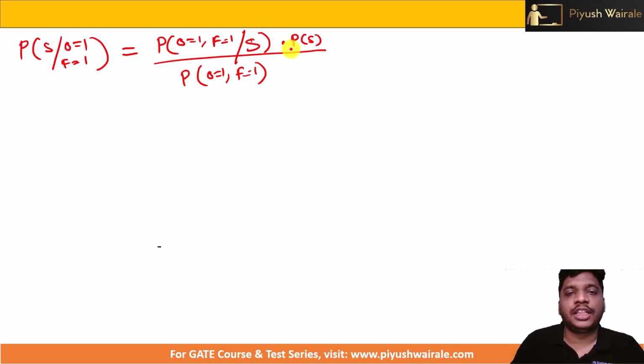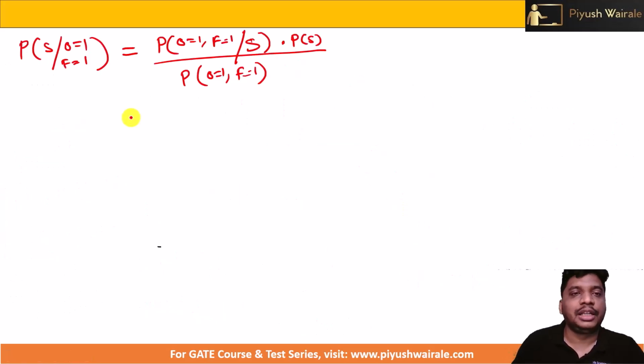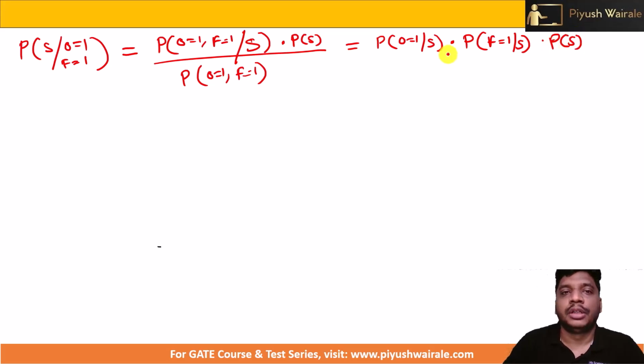So we have this probability of P(S), and we have the probability of offer equals 1, free equals 1 here. Now we need to find that, because we are dealing with two features here. If you observe, these are independent. So we can write this as the probability of offer equals 1 given spam, into the probability of the word free being present, that is equals 1 given spam, into the probability of spam. This is what we can write here. This only, right?